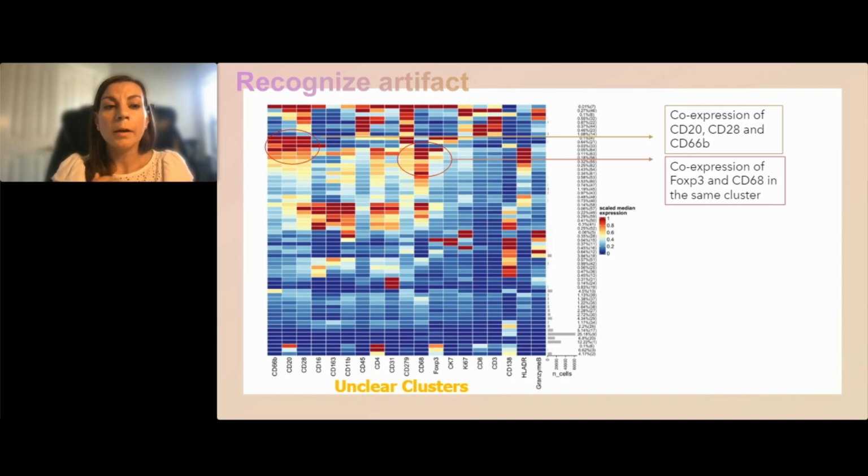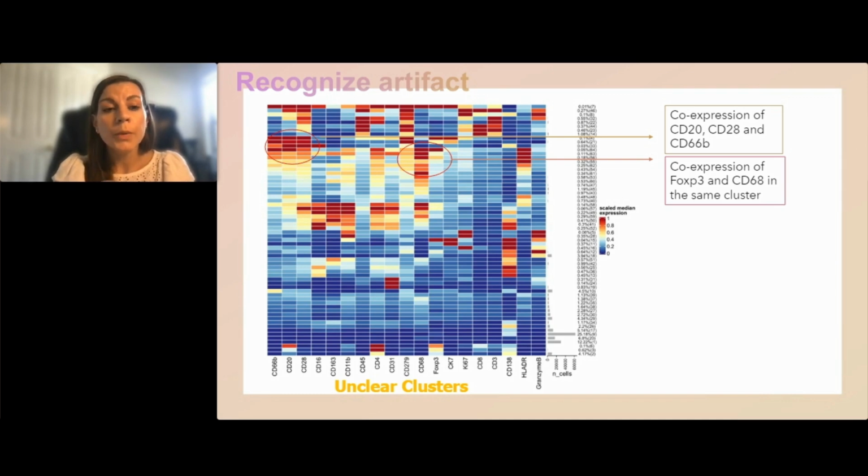How do we recognize artifacts? This comes from our own data. And as you can see here, there are some strange associations of markers. We have some FOXP3 that is associated with CD68 and some clusters that co-express CD66, CD20, and CD28, which is usually a T-cell marker.